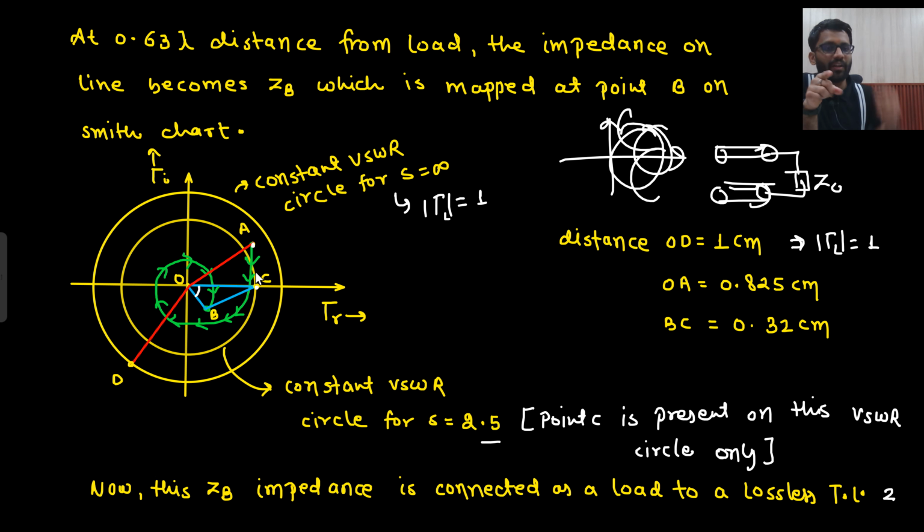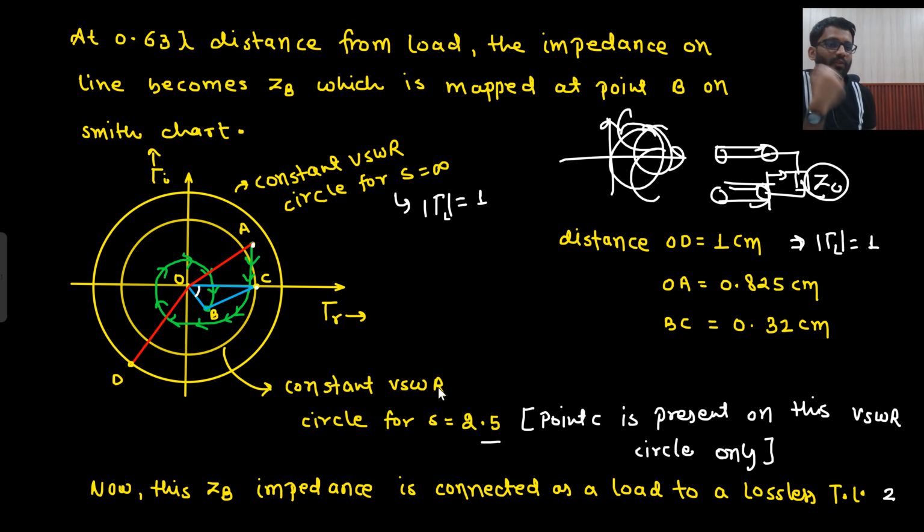Because this point C represents an impedance on the transmission line, and that impedance will be resistive only. Here I can see that this impedance will be resistive, right? Why is it resistive? Because it is on the real gamma plane. So if I connect that resistance at the load of any transmission line and calculate the reflection coefficient here, what would that be? That would be equal to the length of OC.